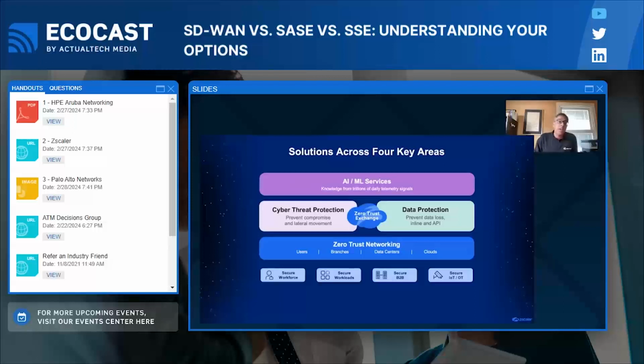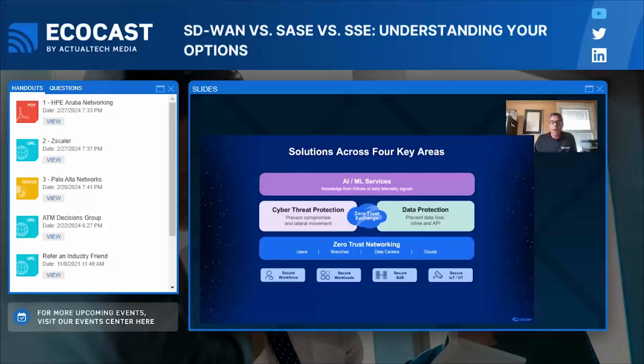Now, underlying all of that is this concept of zero trust networking. And this is where we'll talk about how we apply zero trust to the concept of SD-WAN and access. So this is the concept of connecting users, branches, let's say workloads sitting in data centers, workloads sitting in clouds, to other workloads, to other users, to other locations, using the principles and concepts of zero trust. And through all of this, there's the ability to then provide secure workforce, secure workloads, secure B2B, and secure IoT OT.